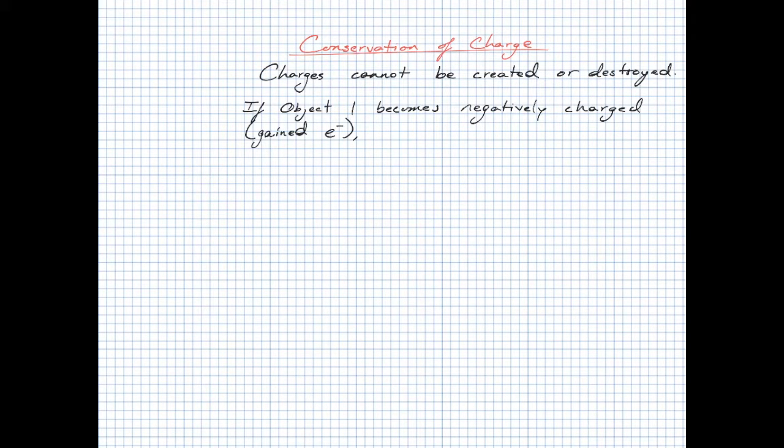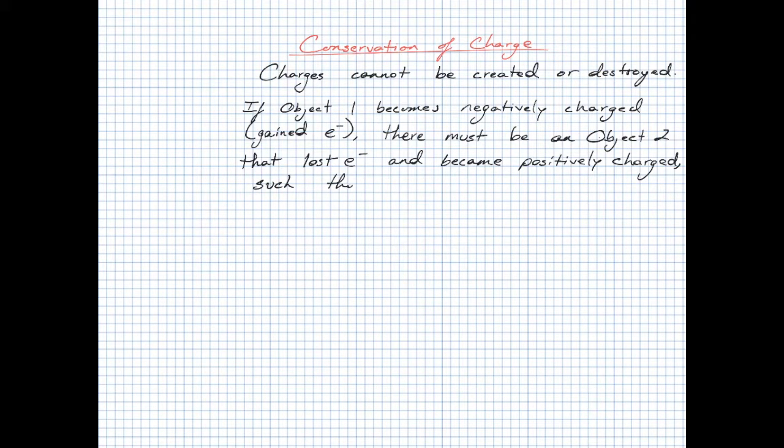But where did those electrons come from? We can't create them, so they had to have come from somewhere. So in order for object 1 to become negatively charged, there must be another object, call it object 2, that lost those electrons. By losing those electrons, this object actually became positively charged. But overall, for the system containing these two objects, the net charge is still 0. There's still the same amount of electrons and the same amount of protons that we started with, assuming both objects were neutral to begin with.